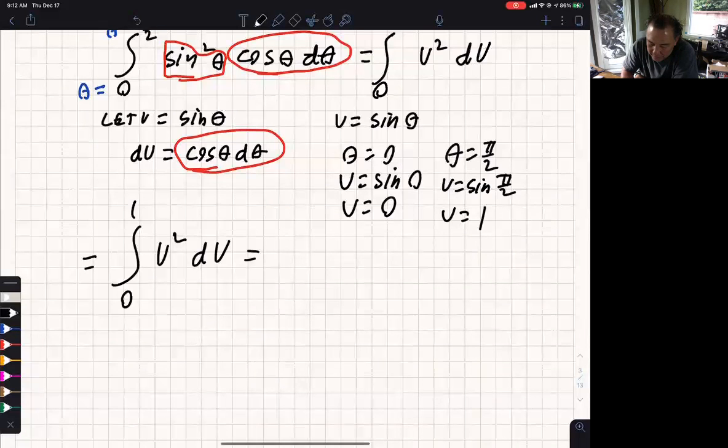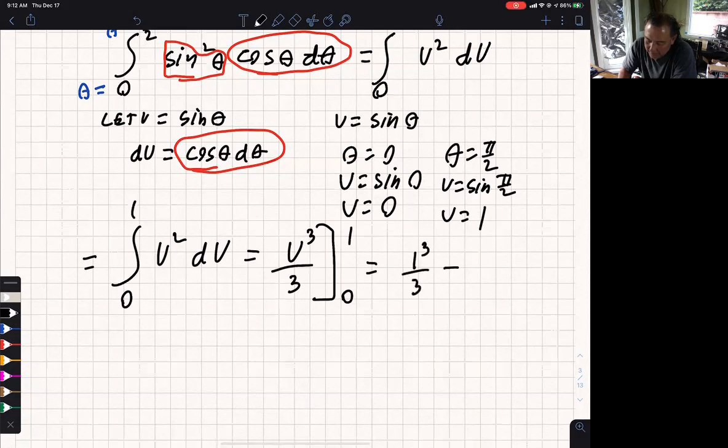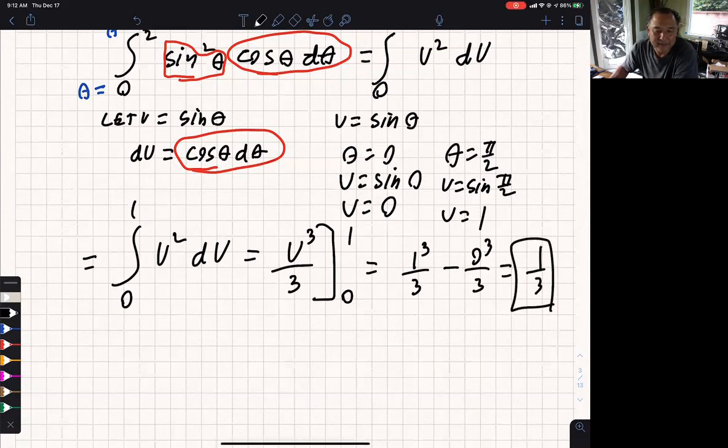So what does this all mean? I take the antiderivative, I add 1 to the power and divide by that. And the fundamental theorem says I plug in 1 on top. Then I plug in 0 on top and I subtract them. And I get the answer of 1/3. Done. That's it.